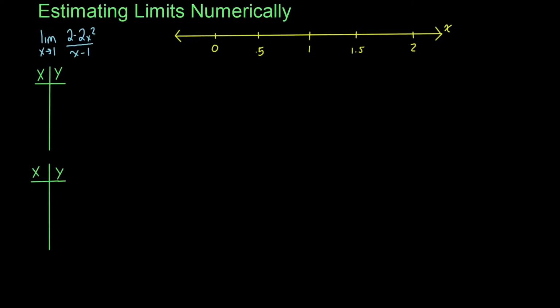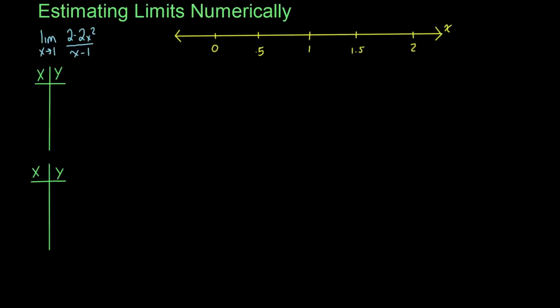So today I'm going to do a problem where we estimate a limit numerically. Many calculus classes start out with these kinds of examples to help build your intuition for what a limit is. So what this question is asking us is what is the limit of 2 minus 2x squared divided by x minus 1 when x approaches 1?